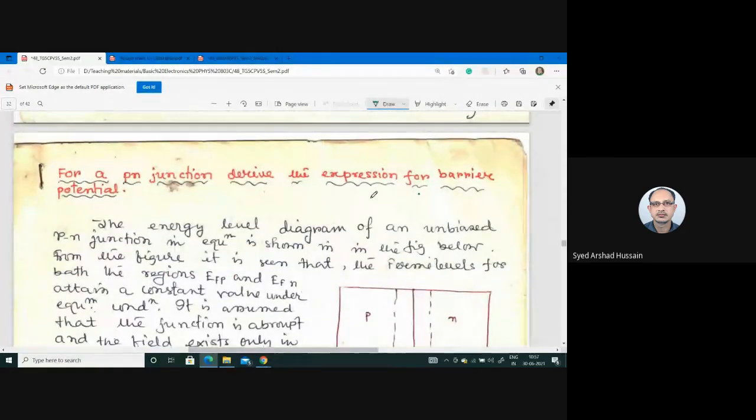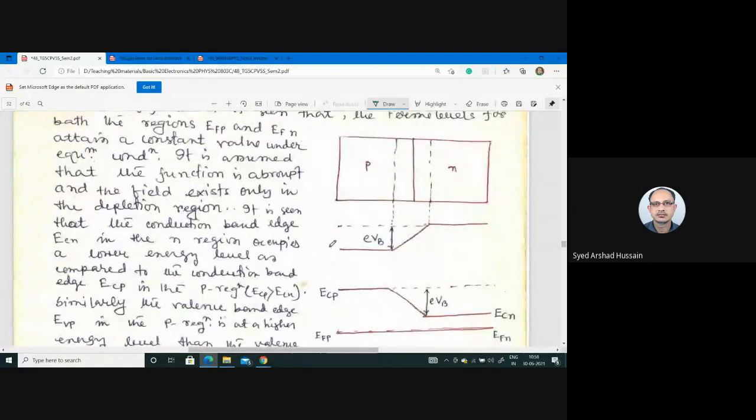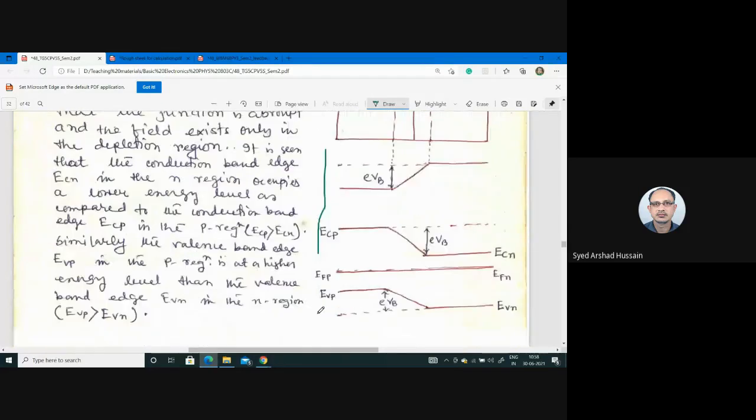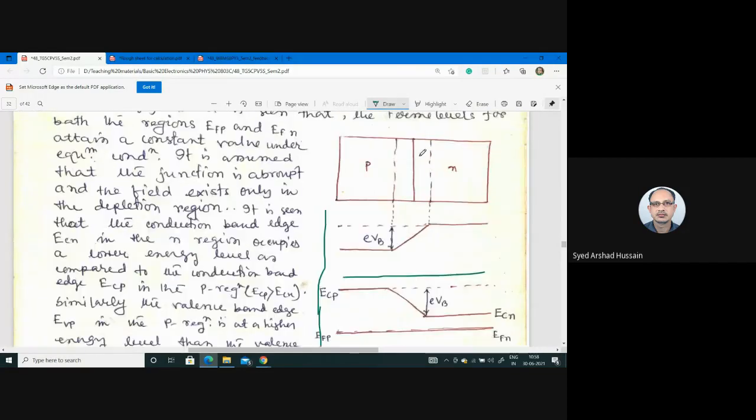So now we know that a potential barrier develops across the depletion region due to diffusion when you form a PN junction. Now we want to analyze this potential barrier, how it behaves. For that, say this is the energy level diagram of a PN junction. This is the PN junction.